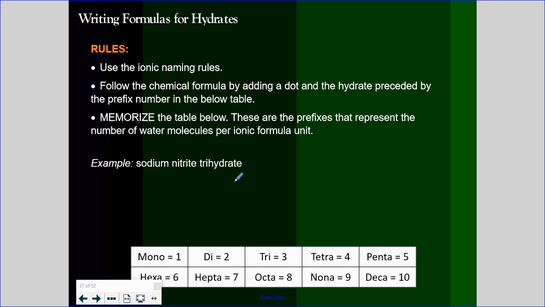So let's do sodium nitrate trihydrate. Sodium ion, this is a metal, this is a polyatomic ion bound to it. Sodium nitrate. So I just need to bind these two together, and that's sodium nitrate, 1-to-1 ratio, dot trihydrate. Tri means 3 waters. Sometimes you'll hear this referred to as sodium nitrate 3 waters.